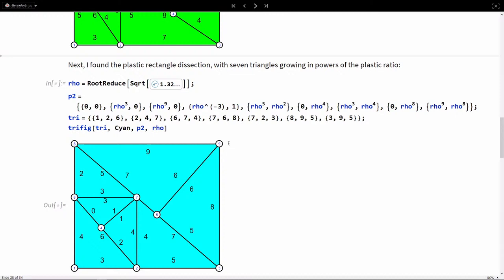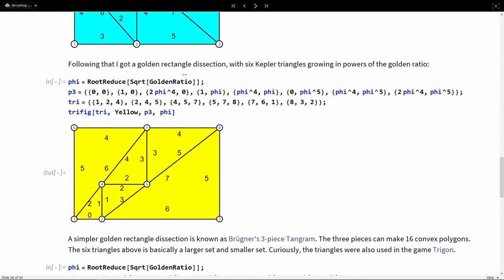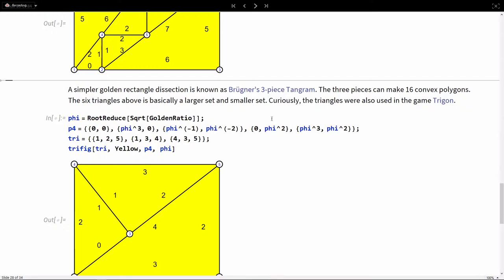You can also do that with the plastic constant. Here are seven triangles in series that make a dissection based on the plastic constant. You can also do that with the golden ratio. Here's six triangles in series, which combine together to make a rectangle. If you just use three pieces, you get what's called Brugner's three-piece tangram, and that's shown here.